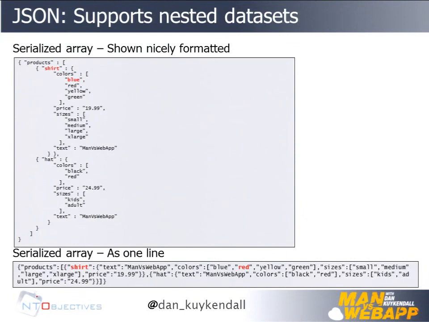JSON allows you to have nested structures. This top one here is formatted nicely so you can see. It's like XML. You can nest data. You can have lists of lists. Usually it's going to be sent as one long string like this on the bottom, but it's easy to understand when you start tearing it apart and looking at it.